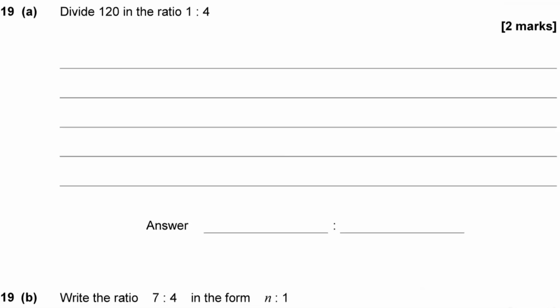Question 19a. Divide 120 in the ratio of 1 to 4. Okay, now when we're dividing into a ratio, we need to take our ratio, our 1 to 4, and add the two parts together. That means that we're dividing our number into 5 parts. Now what is the value of each one of those parts? We can work that out by taking 120 and dividing it by the number of parts. 120 divided by 5 is 24. So each one of those parts is worth 24.